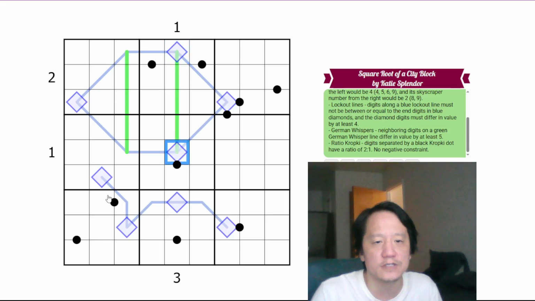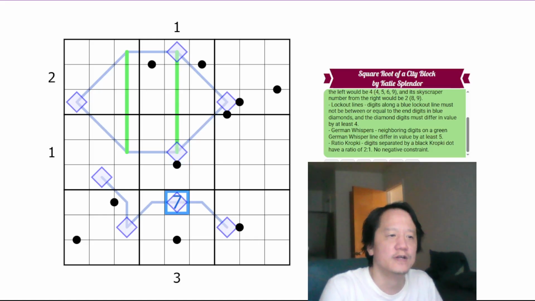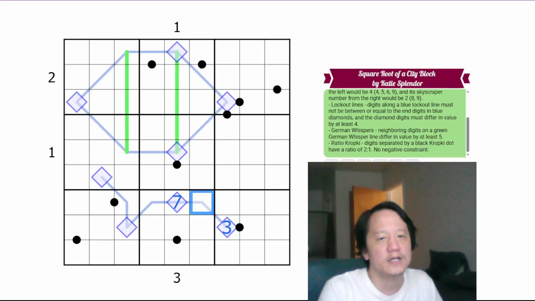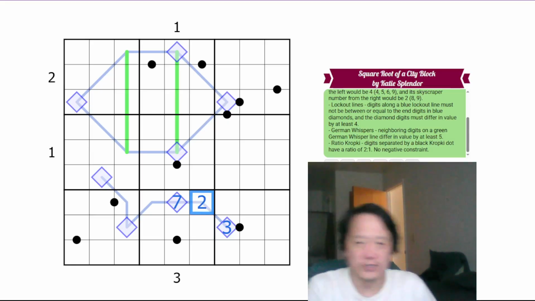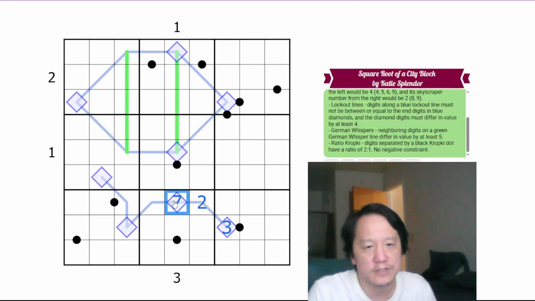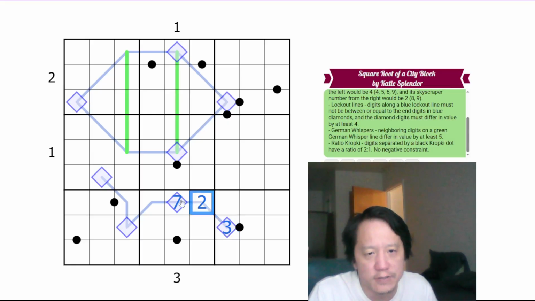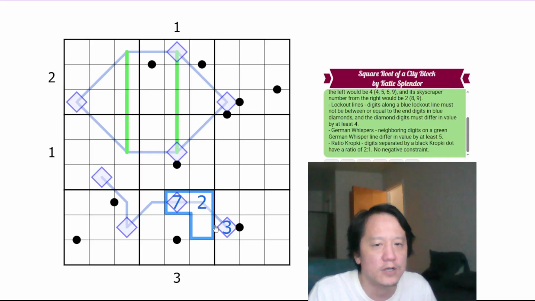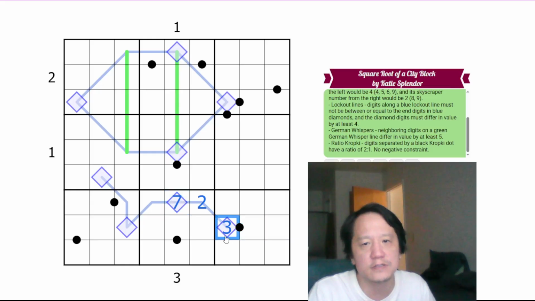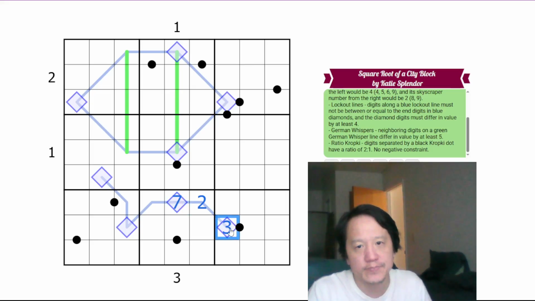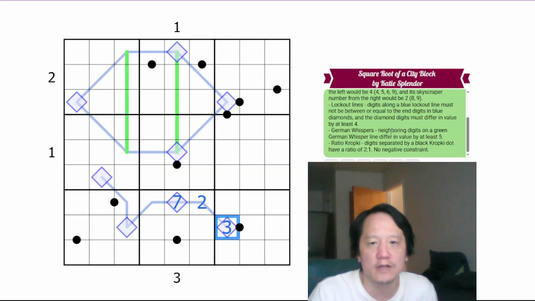So say we have this being 7 and this being 3, then this could be something like 1 or 9 or 2 there. And that would all work because the 7 and 3 are 4 or more different in value, and the 2, 9, 1, or whatever are not the same as either digit on the diamonds, or in between the digits in the diamonds. So that's an example of how lockout lines work.